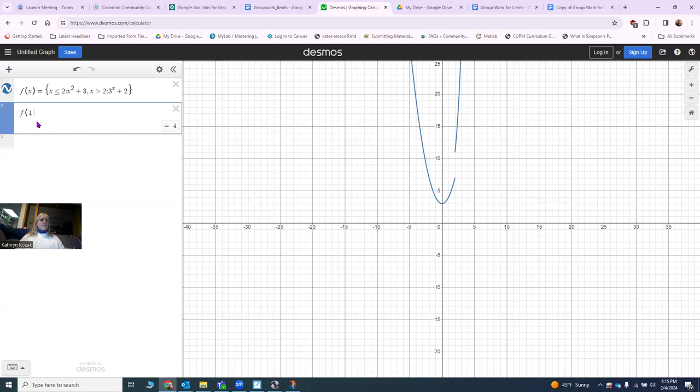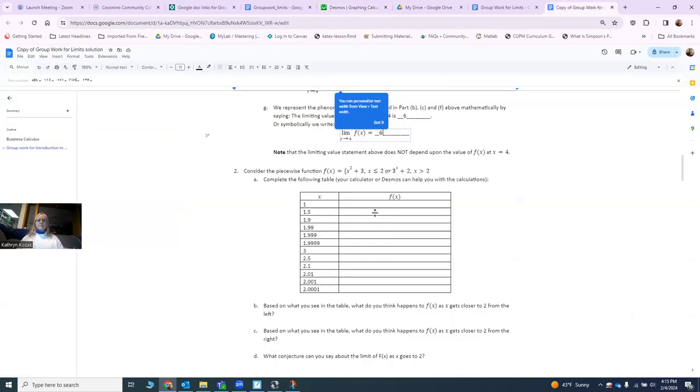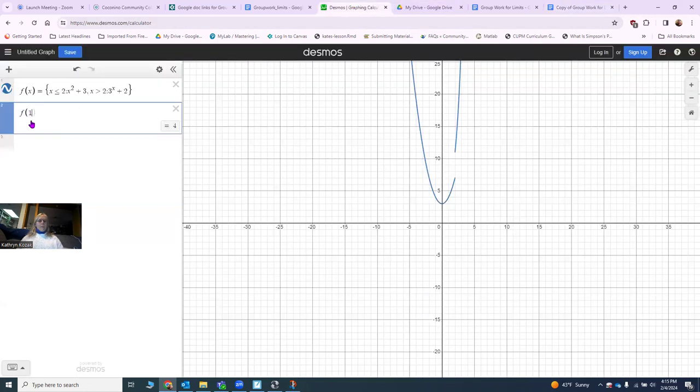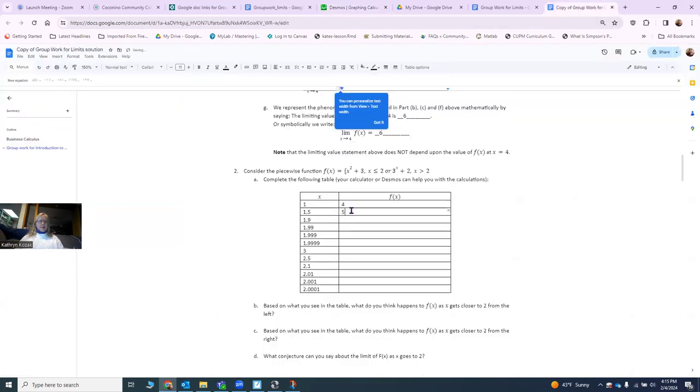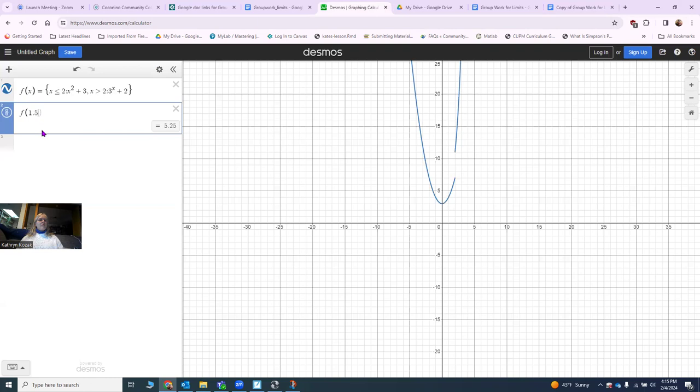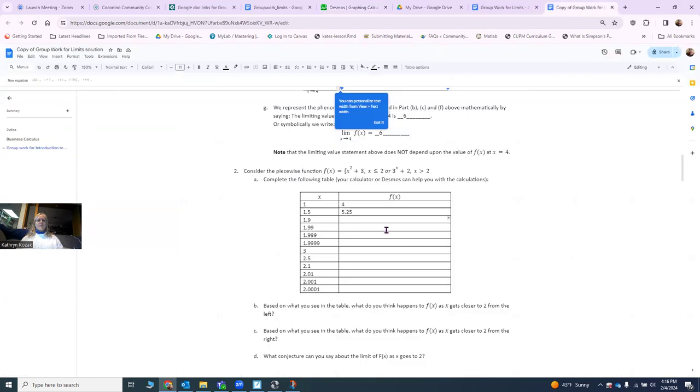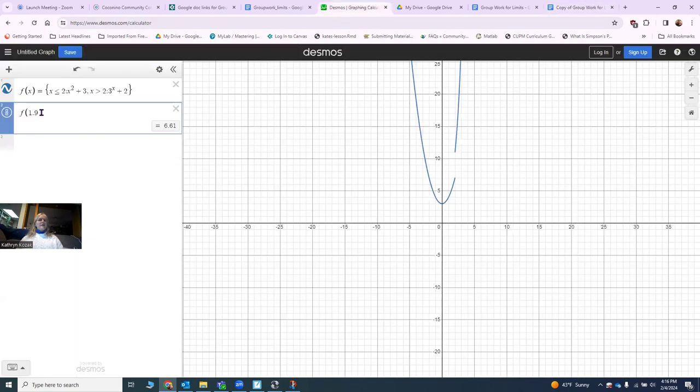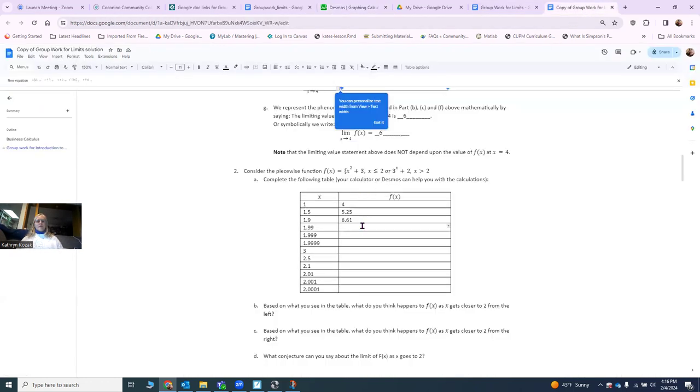F of 1 is 4. F of 1.5 is 5.25, sorry. 1.9, this is the beauty of Desmos. You can just change these numbers. You can see it's 6.61. And then 1.99. And all I've got to do now is just put a 9 after this one. Just keep adding 9s. I can actually also copy this and paste it over in my answer.